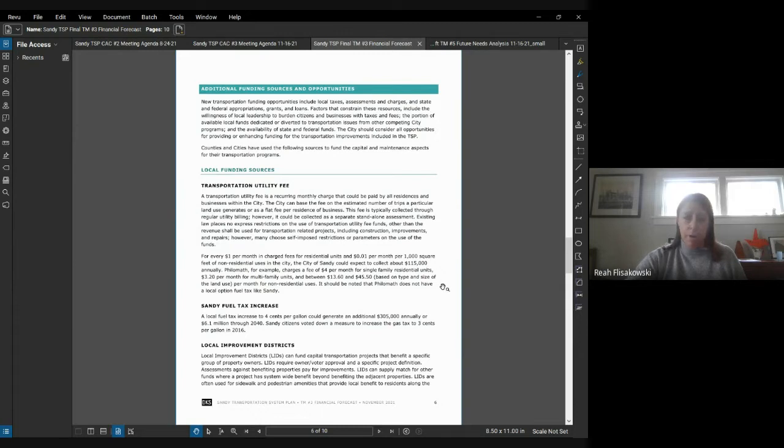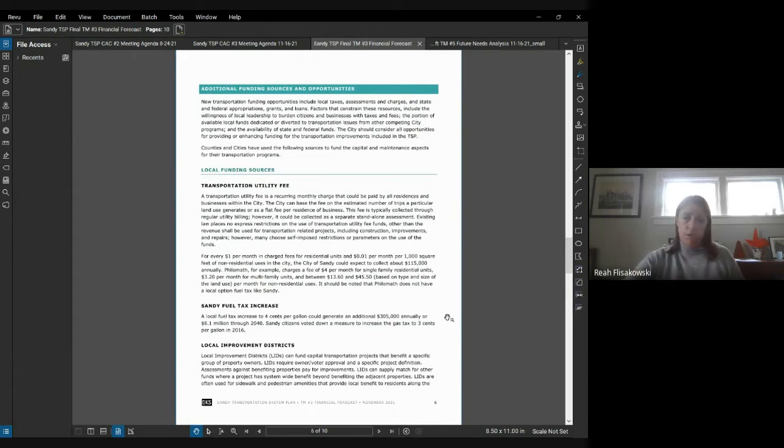But Mike, you had pointed out that a lot of cities that do have a transportation utility fee don't have a local gas tax. So it does seem like smaller communities in Oregon kind of pick one or the other to get some additional transportation funding. But that doesn't mean you couldn't have both.